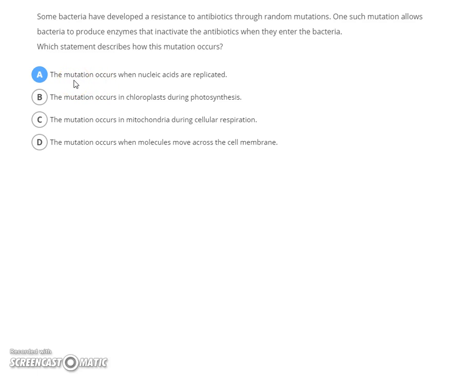The mutation occurs when nucleic acids, typically we're talking DNA, are replicated. Remember, DNA is deoxyribonucleic acid. DNA is a nucleic acid. We're talking during replication. When the DNA is being copied, that is the prime time for mutations to occur. And yeah, so A is the right answer. Next up.